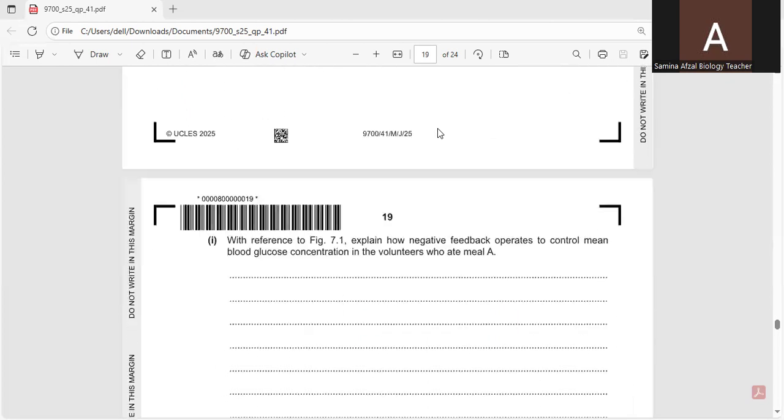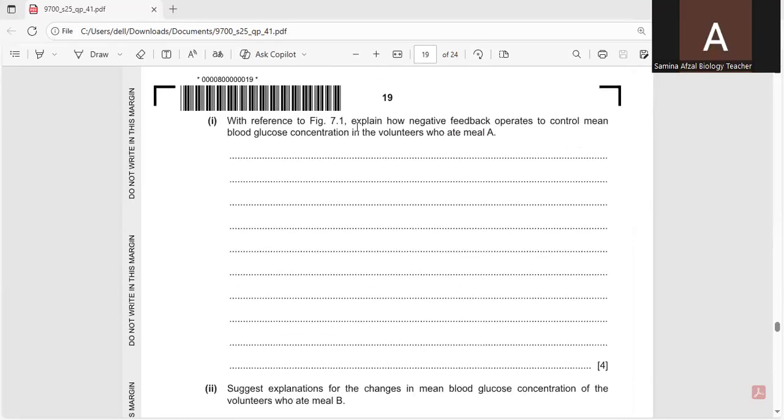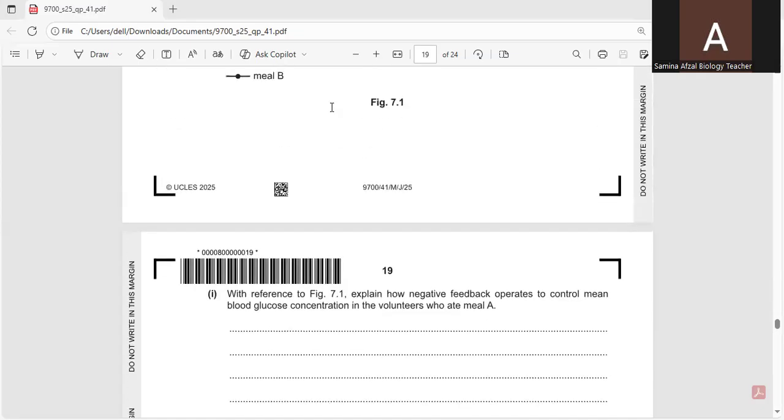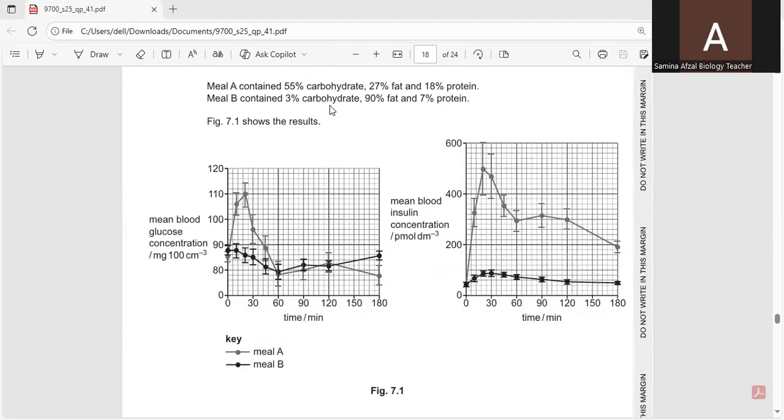Now, the question is: with reference to figure 7.1, explain how negative feedback operates to control mean blood glucose concentration in the volunteers who ate meal A. And here you can see both types of meals. First of all, what is negative feedback, which we have to explain? Negative feedback is a mechanism that acts to reverse a change in an internal condition, bringing the condition back towards the set point. Set point means the normal range.